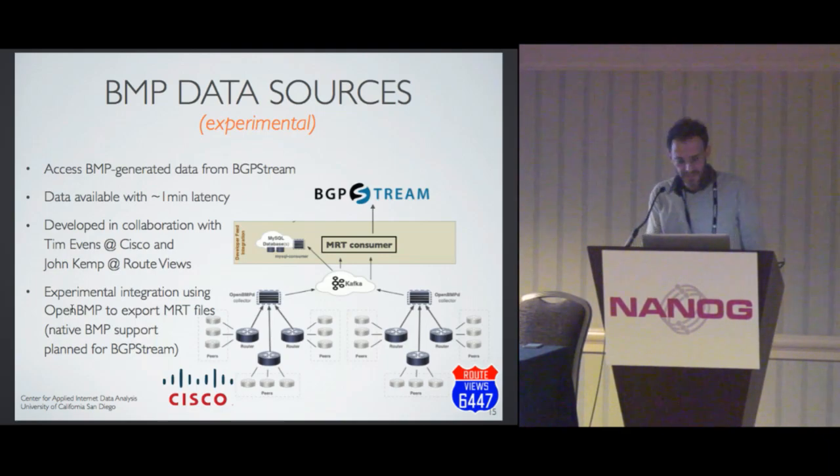Here, basically, we used an MRT consumer that is developed using the OpenBMP library to export MRT files that are then accessed by the BGP Stream application. But we plan to support BMP natively with BGP Stream.